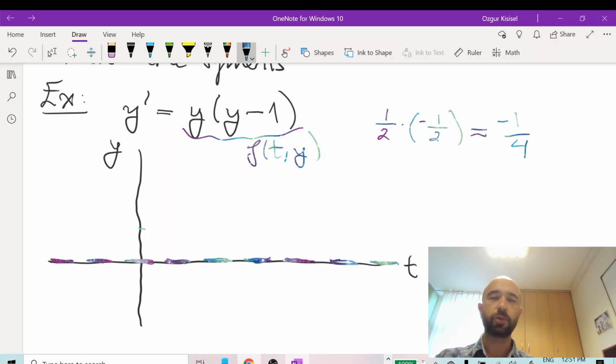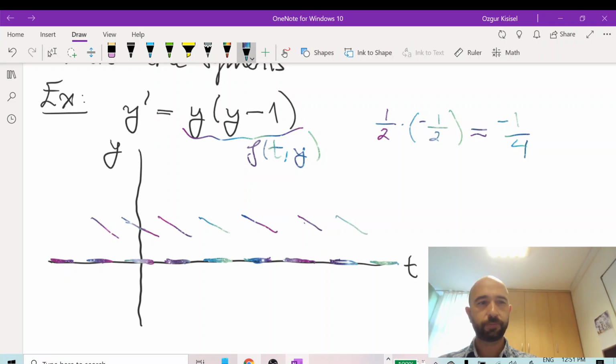First of all, what is negative slope? Negative slope is oriented, I don't know how you see my hand, but it should be like y equals minus x, or along this direction. So minus 1 over 4 would be something like that. And for any point with y value 1 over 2, that's going to be the story. If I go up to y equals 1 somewhere here, again, 1 times 0, that's 0, so these will be horizontal again.